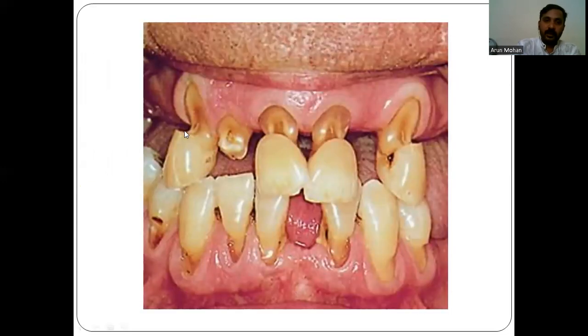So this is a picture showing an advanced case of cervical abrasion. Here also, the V-shaped or wedge-shaped ditch is very clearly present in all the cases in the cervical region, root part of the cervical region, V-shaped wedge with sharp margins and internal line angles are seen.